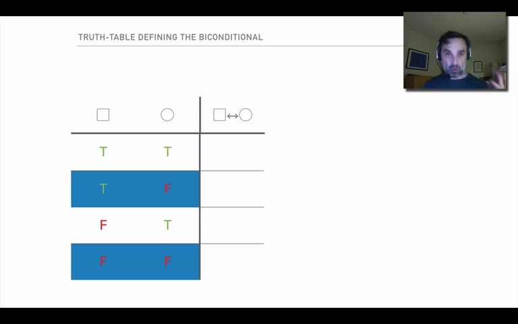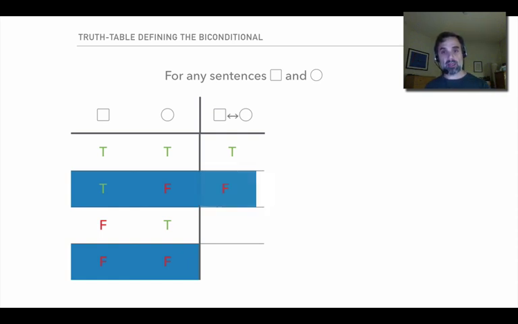So here goes. When both sides of the biconditional are true, then the biconditional is true. If the left side is true and the right side is false, the biconditional is false. If the left side is false and the right side is true, then the biconditional is false. If both sides are false, then the biconditional is true.